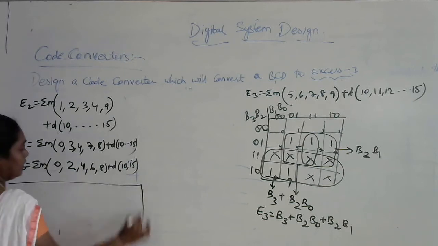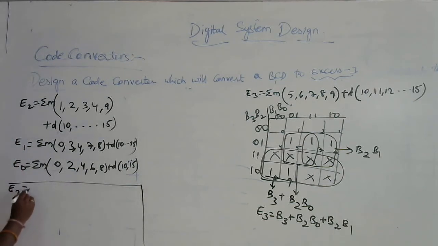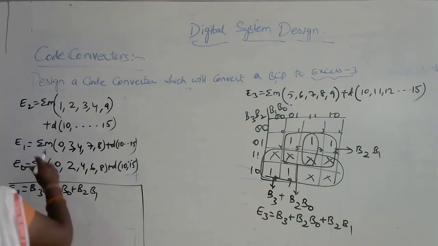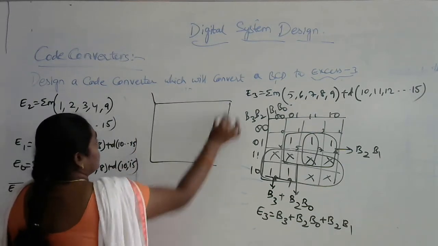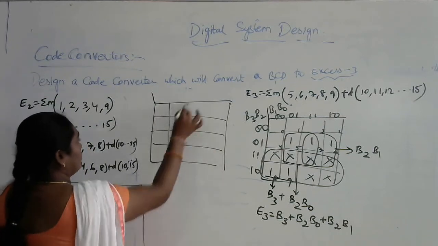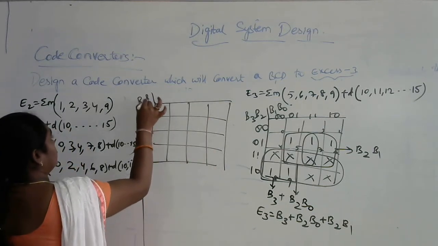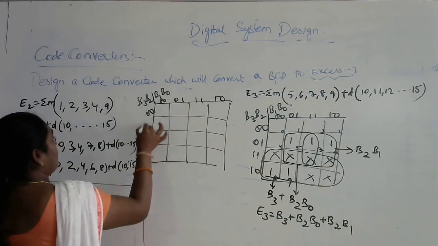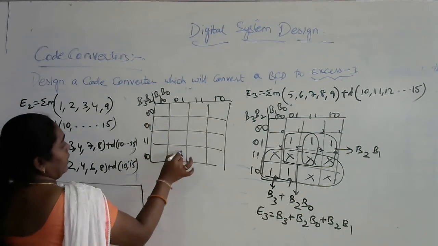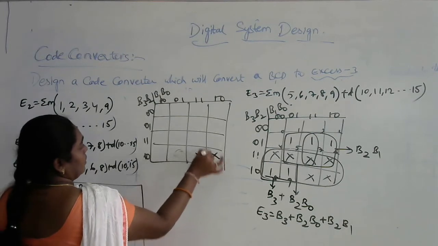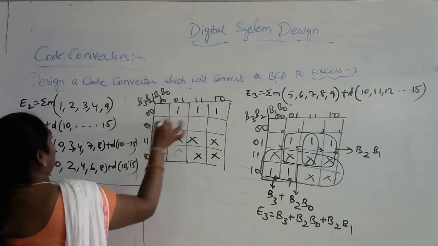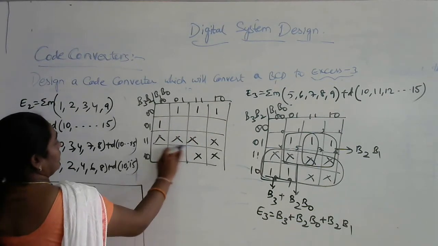So here I am writing the summarized, simplified expression: E3 equals B3 plus B2 B0 plus B2 B1. After simplifying, I am writing the expression over here. Similarly, I am drawing the K-map for E2. 10 to 15 are don't care cases. Here we have 1, 2, 3, 4, and this is 8 and this is 9.